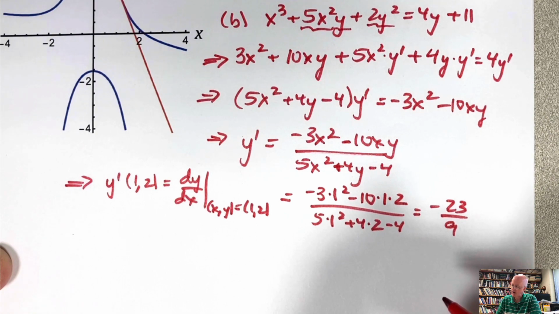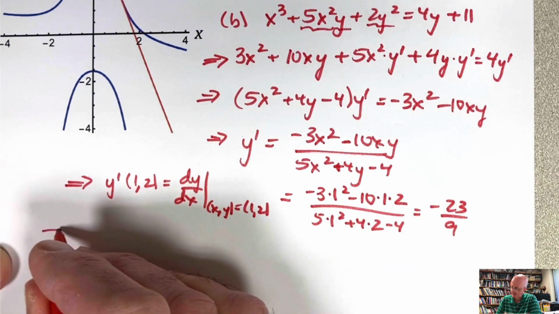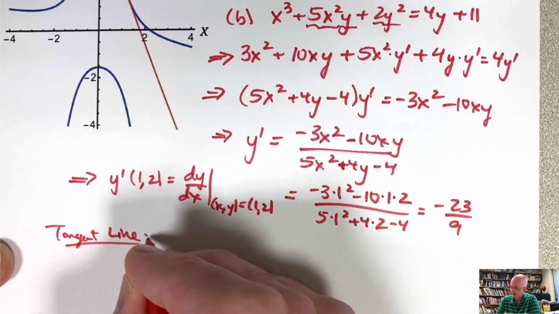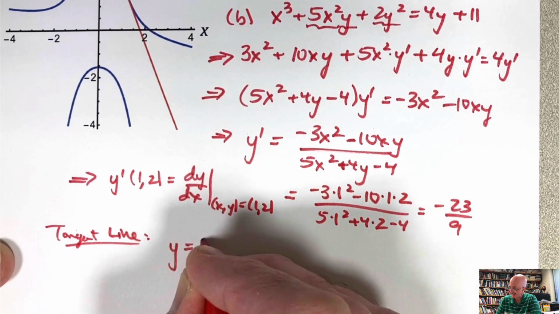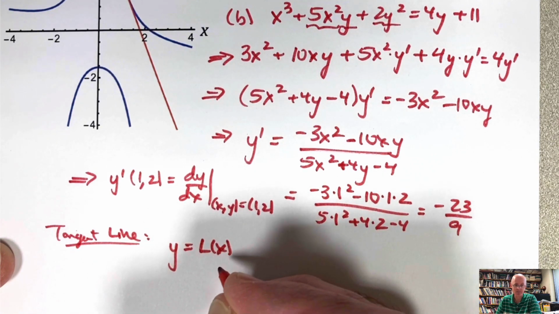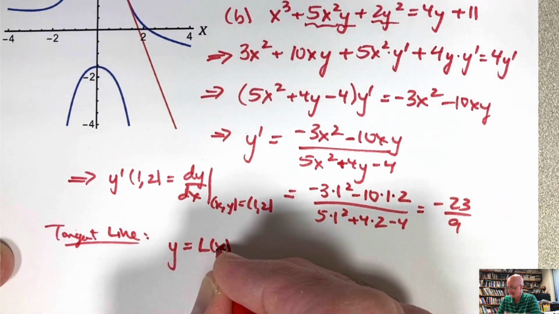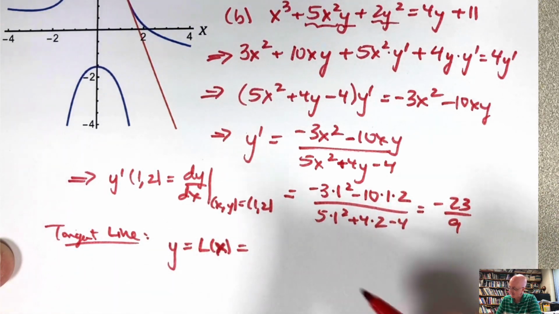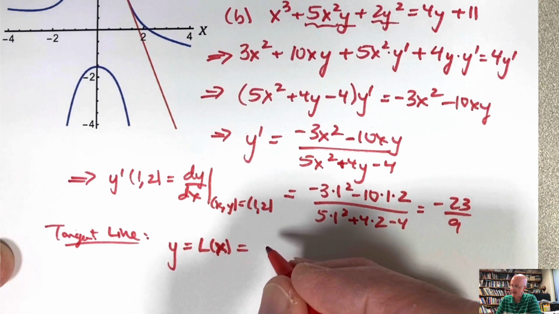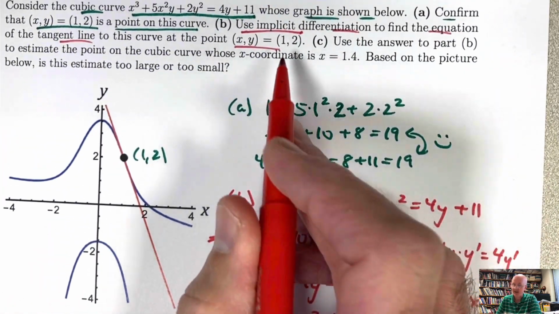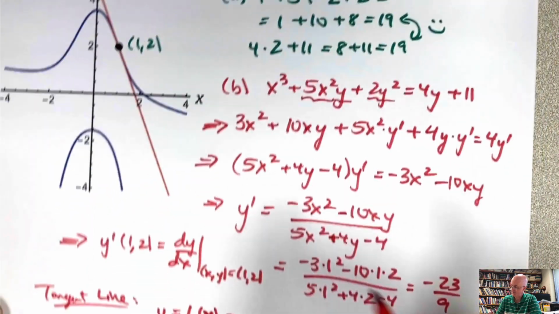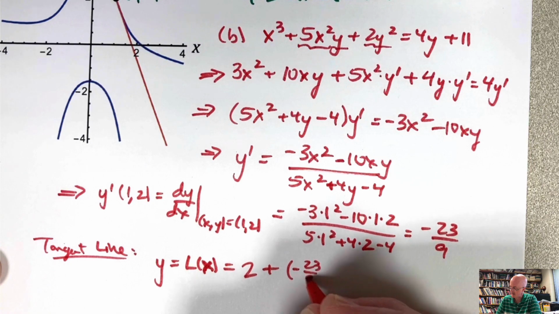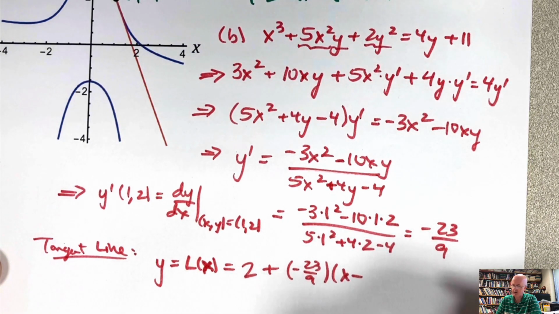Now we need the equation of the tangent line. You could give it a function name if you like. I think I will, actually. y equals L of x, L for line. You could maybe call it T of x, T for tangent. Or L could stand for linear as well, line or linear. It's the second coordinate of the point. It's f of 1, if you like, which is 2. 2 plus the slope, which is negative 23 over 9, times x minus the first coordinate of the point, which was 1.